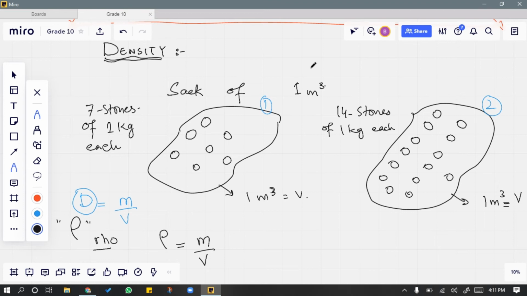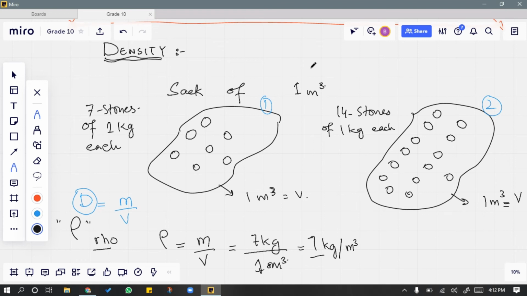So here, in the case of sack number 1, our mass is 7 kgs and volume is 1 meter cubic. So your density becomes 7 kilogram per meter cubic. That is your density in terms of exact numbers. You can see the number is quite small according to the volume given to us, which is 1 meter cubic. It means the stones have a lot of space to move around.